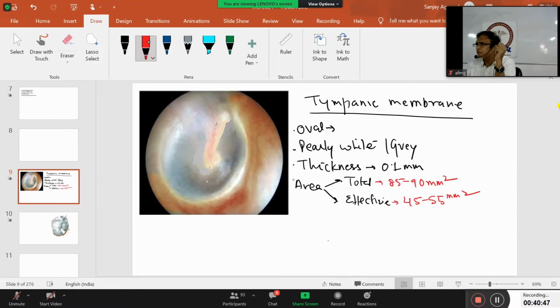So look at it, a large part of the tympanic membrane is useless. It is not effective. And this is not only true about the tympanic membrane, this is true about most of the organs. Even the kidney is functioning only at 30-40% at a time. You know, most of the kidney is not working.